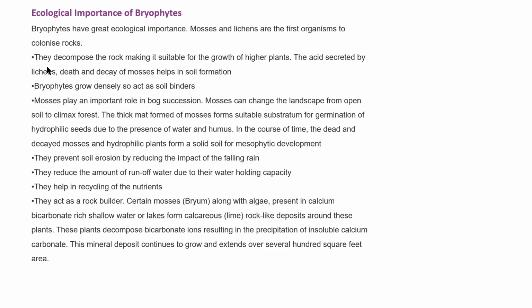So mosses, when they die and get decayed, all these factors help in soil formation. They grow very densely; whenever you see bryophytes growing, they grow as a group aggregate, and so they help in binding the soil. So மண்ணை நல்லா பிடிச்சு வச்சுக்கும். மண் அரிப்பை தடுக்கிற மாதிரி it will function. So they act as soil binders, and mosses play a major role in bog succession.